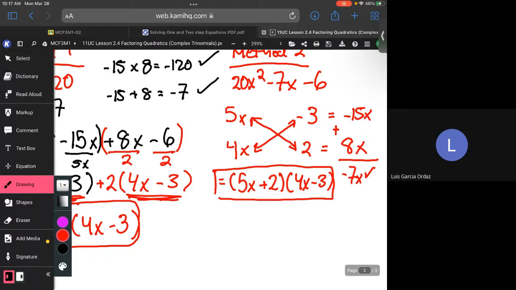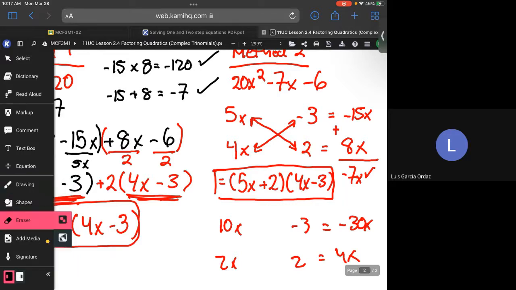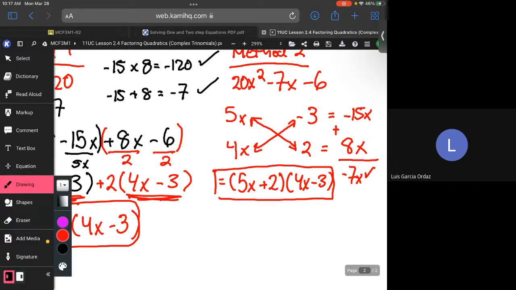Yeah, it's somewhat easier, but some of you may have started with, let's say, 10x and 2x, and negative 3 and 2. Then you would have gone negative 30x and 4x, and that wouldn't have worked. And then you would have had to start over again. So grouping is the safest way. The crisscross method is easier if the number in front of x squared is small and doesn't have a lot of factors.